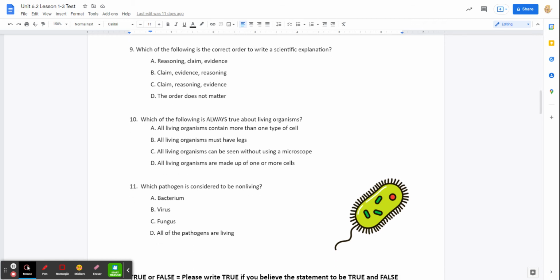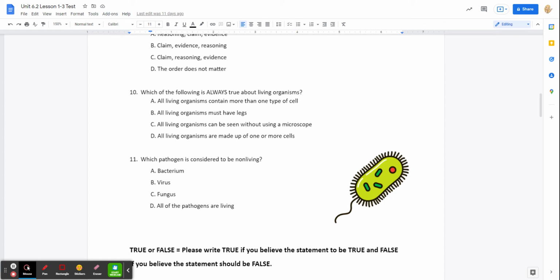Next question, number 10. Which of the following is always true about living organisms? Think about what it means to be living. What is always true about living organisms? All living organisms contain more than one type of cell. All living organisms must have legs. All living organisms can be seen without using a microscope. All living organisms are made up of one or more cells. Which of the following is always true about living organisms?